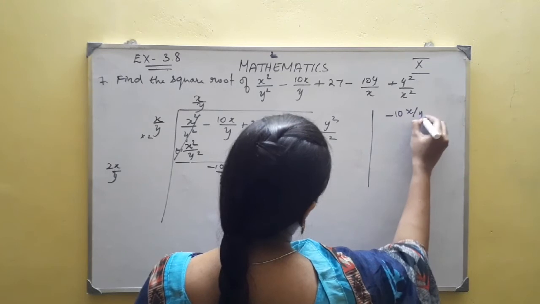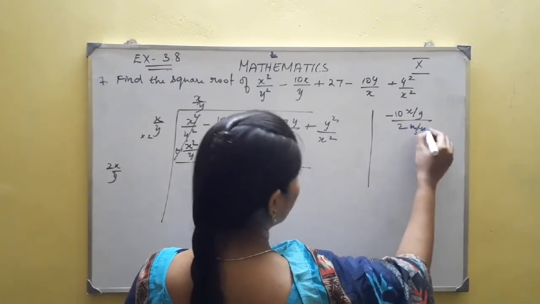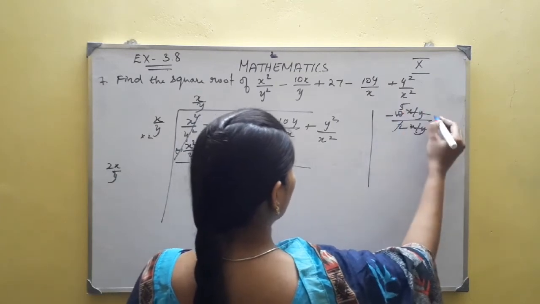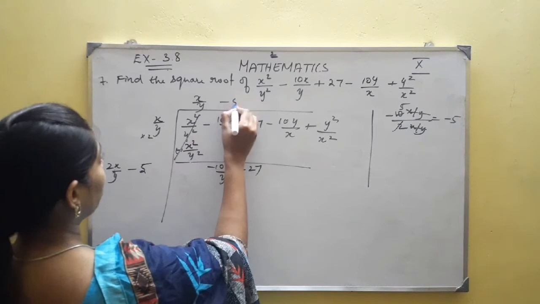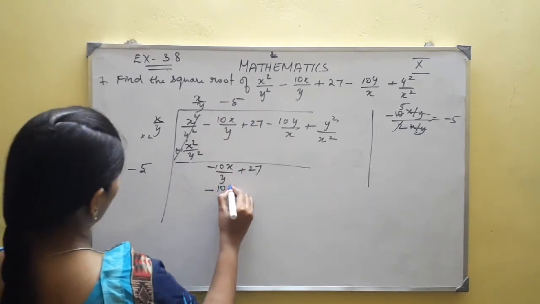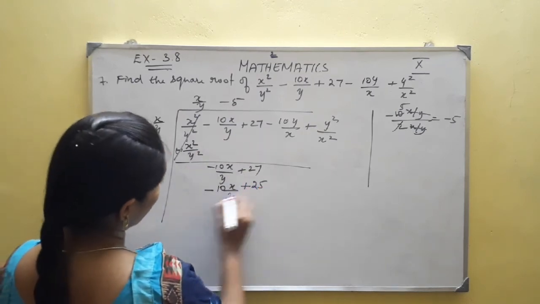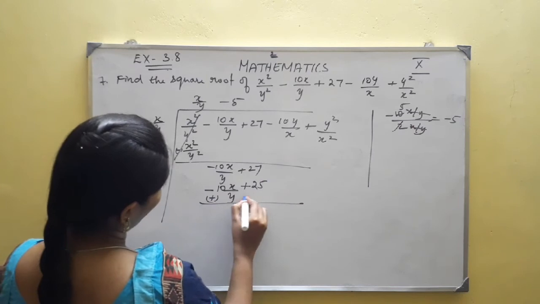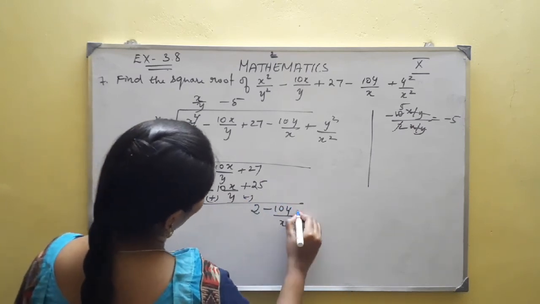Minus 10x by y divided by this 2x by y. x by y definitely get cancelled. Minus 5. So here it is minus 5, minus 5. So this is 2 into 5 gives me 10 x by y, minus into minus plus, 5 5s are 25. If you change the sign over here, you will get 2. Bring 2 more terms to the next step.